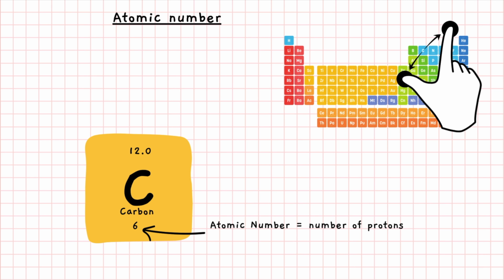The atomic number is one of the most important ideas in chemistry. It tells you how many protons are in the nucleus. Every element has a different number of protons, which is what makes one element different from another. Always remember, if the atomic number is 6, the atom has 6 protons.